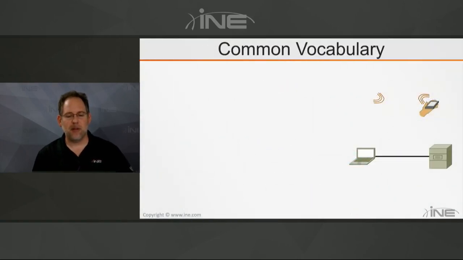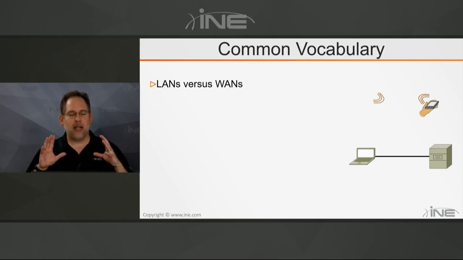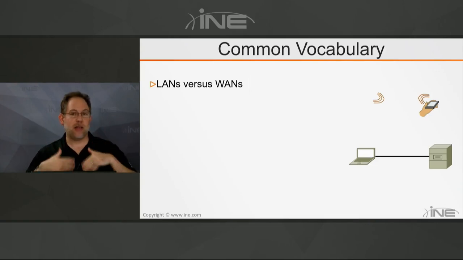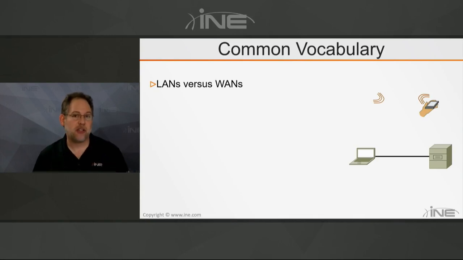So let's talk about some common vocabulary. LANs versus WANs. A LAN stands for a local area network. A local area network is defined as a network that's fairly small in size. So a LAN could be something as small as the network you have at your house. Maybe all you've got is your laptop connected to a cable modem or a DSL modem, and that's it. That's a LAN. That is a local area network.